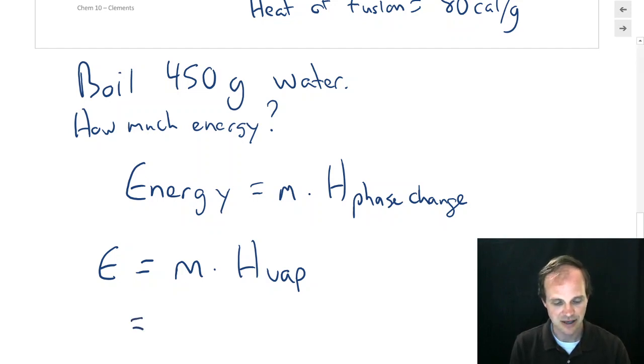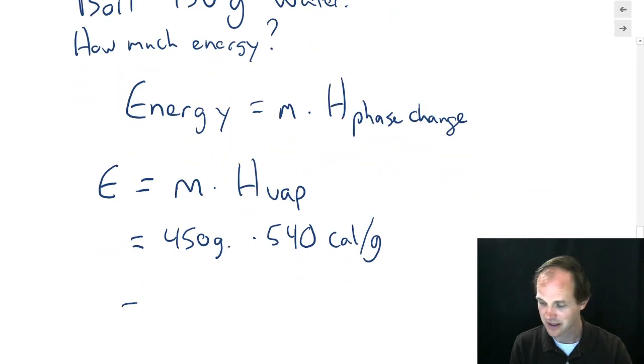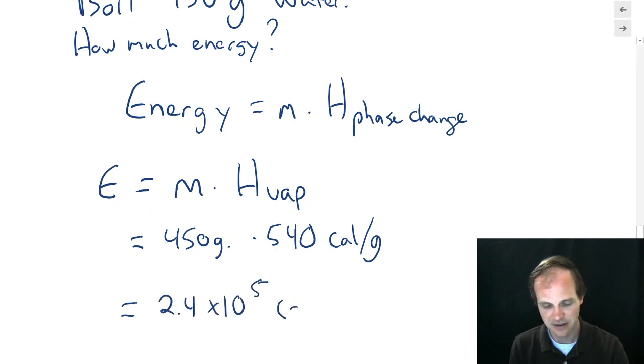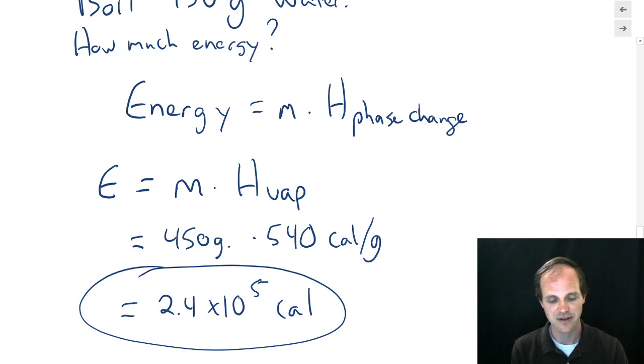And so we can plug directly into this, 450 grams times 540 calories per gram. You multiply that out, you're going to get 2.4 times 10 to the 5th calories. A fairly large number. It takes a lot of energy to boil water. 2.4 times 10 to the 5th calories. We had 2 sig figs here, 2 sig figs here, and so we kept 2 sig figs in our answer.